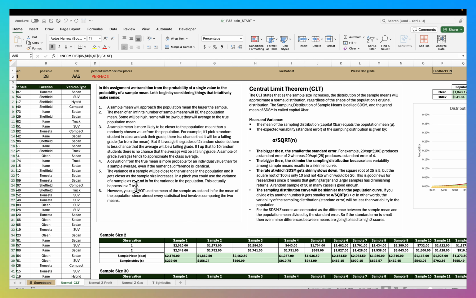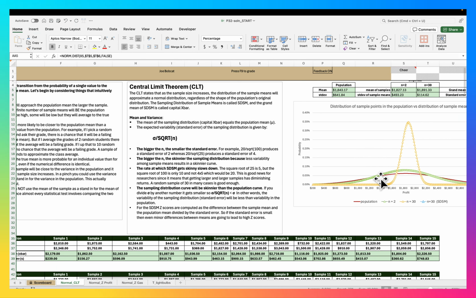Number 4, a deviation from the true mean is more probable for an individual value than for a sample average, which is another way of saying 3, even if the numerical difference is identical. So what that means is, for example, if you had a value out here on the population, it wouldn't be that much of a crazy outlier, but it's a total crazy outlier for n equals 30. I mean, the probability is almost 0.